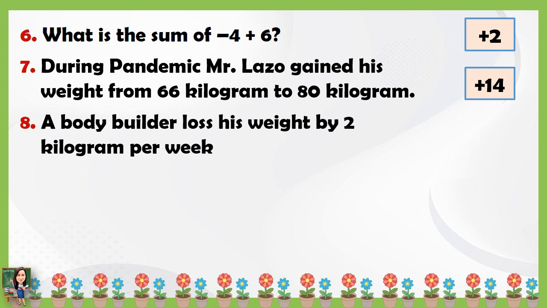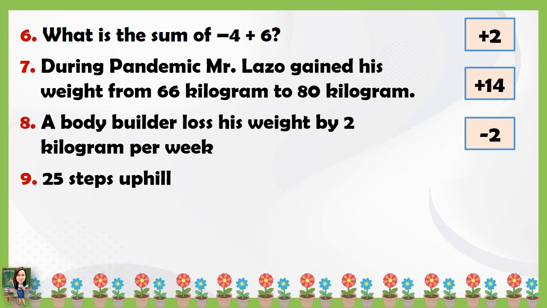Number 8. A bodybuilder lost his weight by 2 kg per week. What is 2? Is it positive or negative? Very good! The correct answer is negative 2. Number 9. 25 steps uphill. Is it positive or negative? Very good! The correct answer is positive 25.